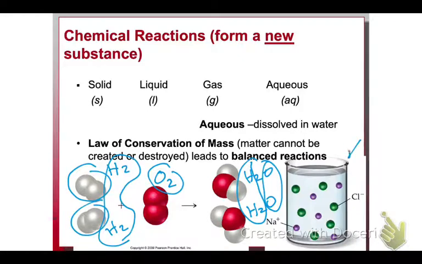This picture here shows you what aqueous means. What we have in this beaker is sodium chloride aqueous, which means sodium chloride is dissolved in water.